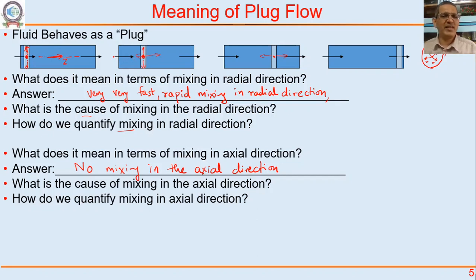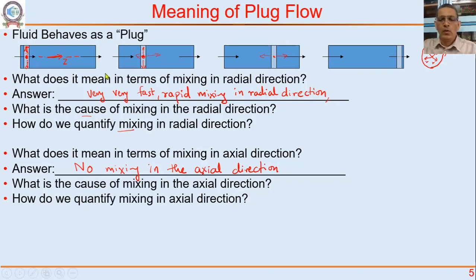Okay. Imagine as if you are going in a corridor and everybody is walking at the same speed. Several of you are walking in the corridor and they are all going at the same speed. So there is no mixing that will happen between the students that are walking. But at the same time, radially perpendicular to the flow, mixing is very, very rapid. That's the meaning of plug flow. So we'll quantify that.